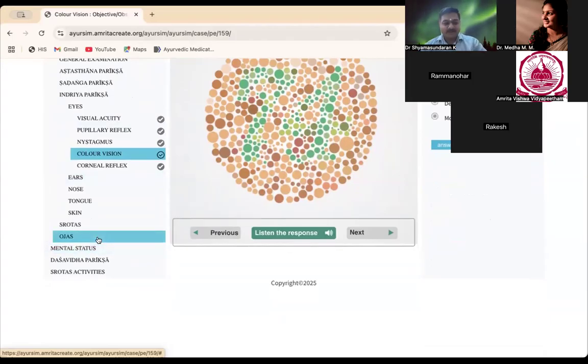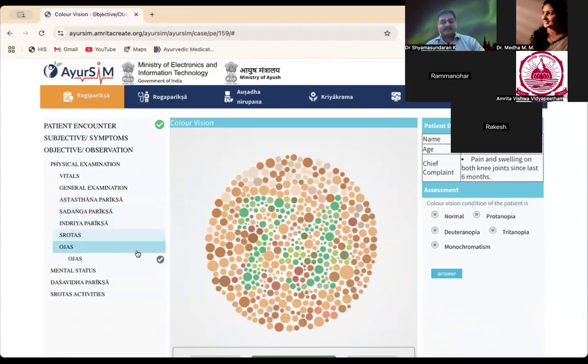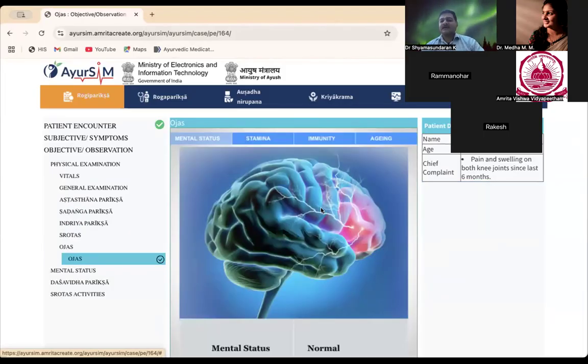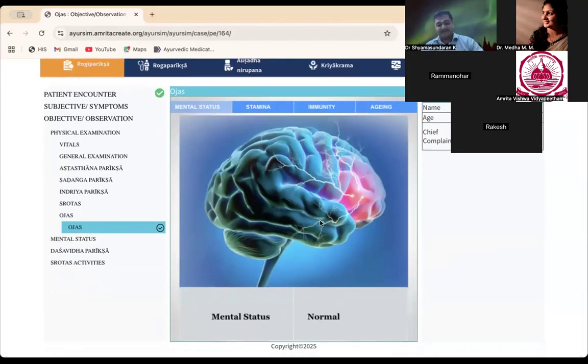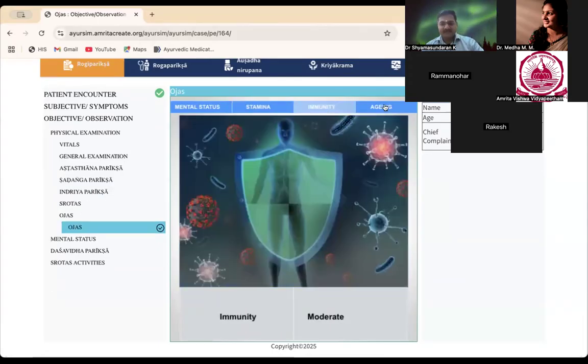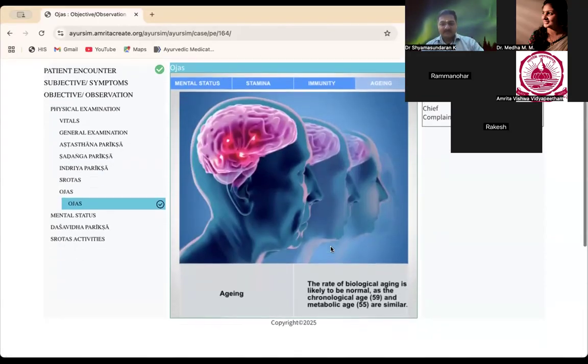Again, mental ojas. So under ojas, what are you supposed to see? Nobody knows what are the things which come under ojas. So ojas means the mental status, the stamina, the immunity, and aging. Combined, all of this is what is called ojas. So the student is able to learn this. What is the stamina of that particular patient? How is the immunity? How is the aging? All of that is there. That is what is represented by ojas.